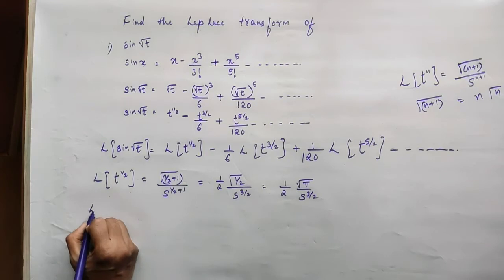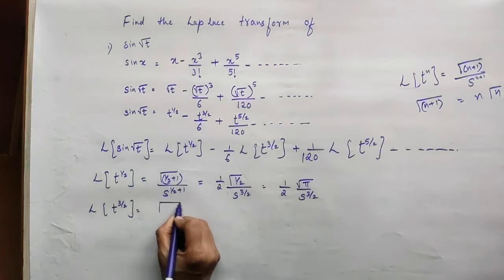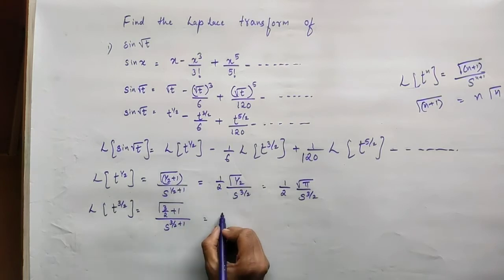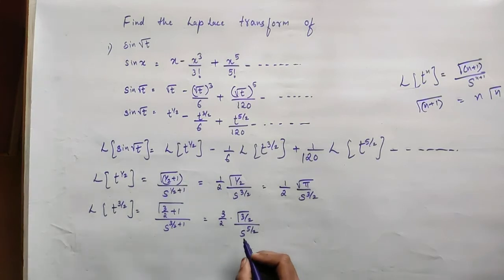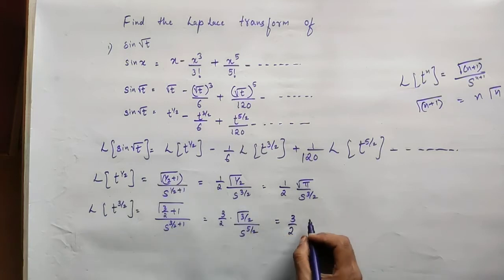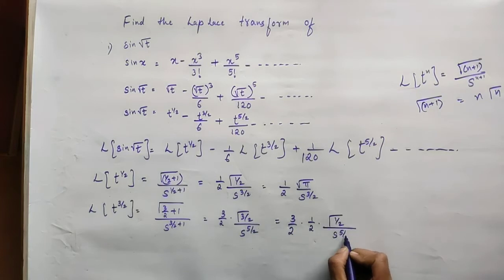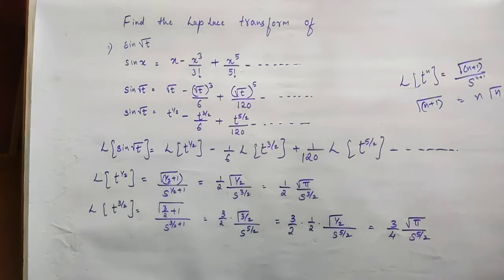Similarly, I want to work out the Laplace transform of t raised to 3 by 2. Using the same formula, you have gamma of 3 by 2 plus 1 divided by s to the power 3 by 2 plus 1. Using the same concept, you have 3 by 2 into gamma of 3 by 2 divided by s to the power 5 by 2, because 3 by 2 plus 1 results in 5 by 2. Simplifying further, you get 3 by 2 into half gamma of half over s to the power 5 by 2, or 3 by 4 root pi over s to the power 5 by 2.